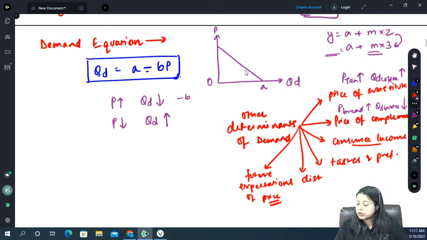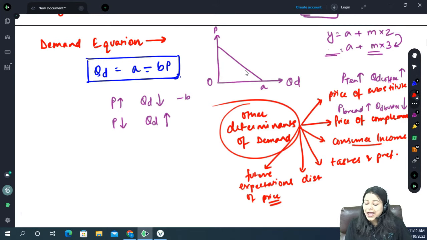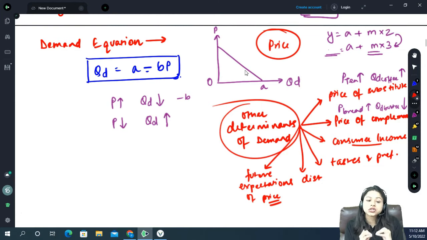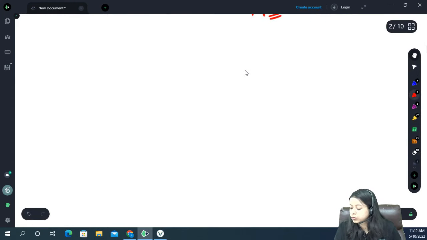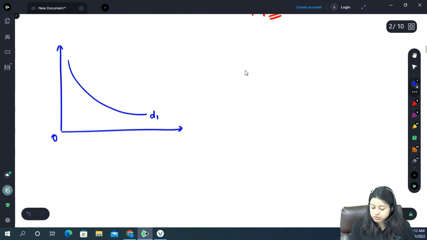Okay. Now, because of these changes in other determinants, and most importantly the change in price, there are some changes to your demand curve as well. Clear? So, let me quickly give good examples over here. This is my demand curve D1, price, quantity demanded. And this is price P1, this is quantity demanded Q1.